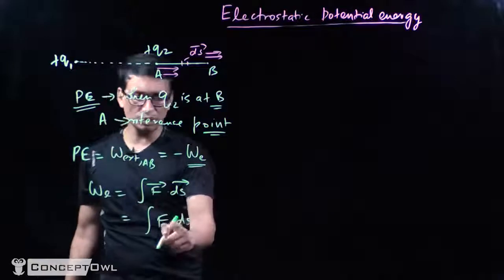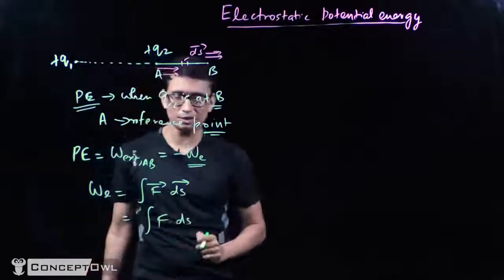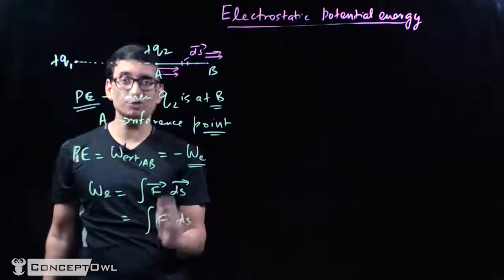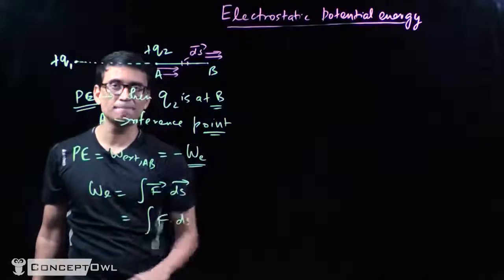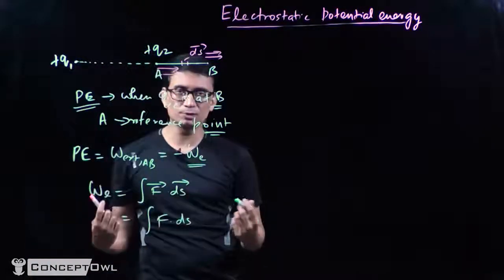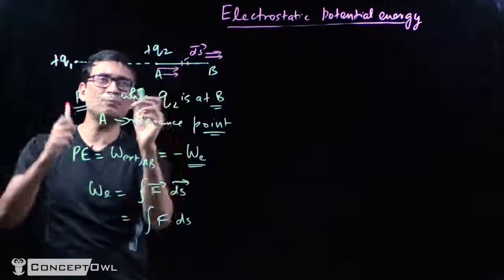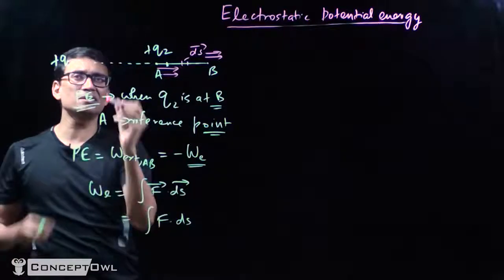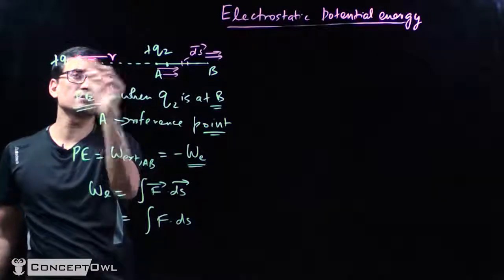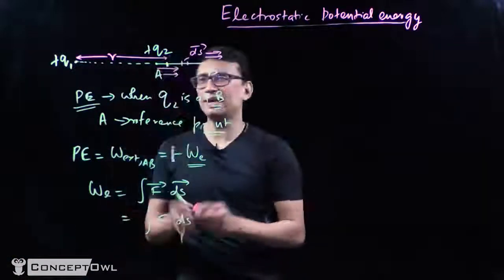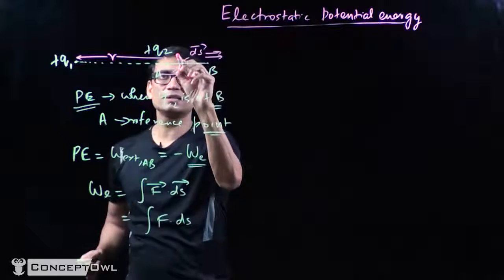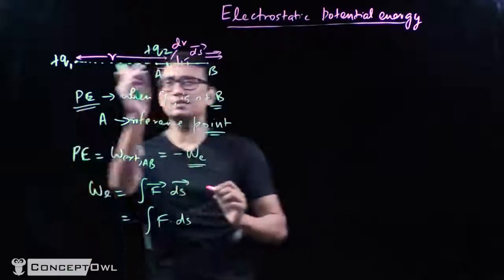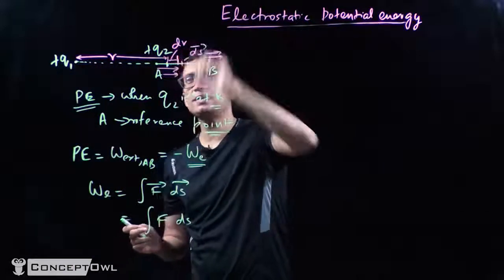Now what are my F and ds? Let's work on this carefully. First, is the force constant? No, it's not constant. The force is changing, so I can't just take F out of the integral. Now what is the force? Let's go back to Coulomb's law. When this object is moving, let me take some arbitrary point here. This distance is r, and I will take a small change in r, which I'm going to call dr.